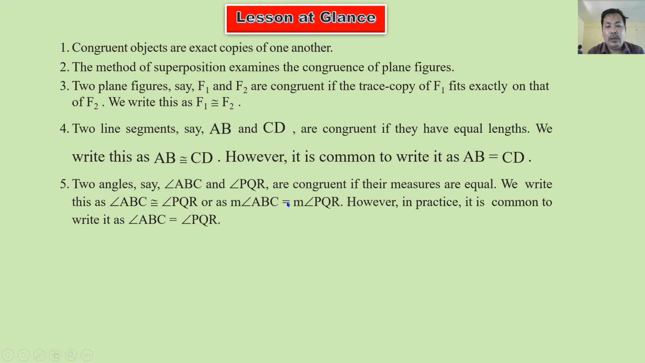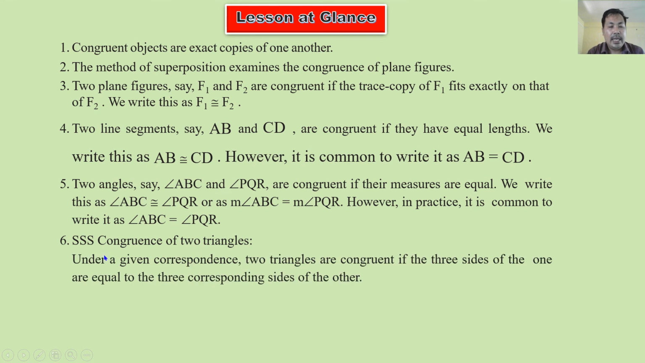So in place of this equal, we write the congruent symbol in the congruency of the triangles. Okay. However, in practice, it is common to write triangle ABC is equal to triangle PQR. So practically, in common we write like this, but in congruency we follow this congruency symbol. Okay. Next, we have sixth, SSS congruency of two triangles. So the criterion called SSS.